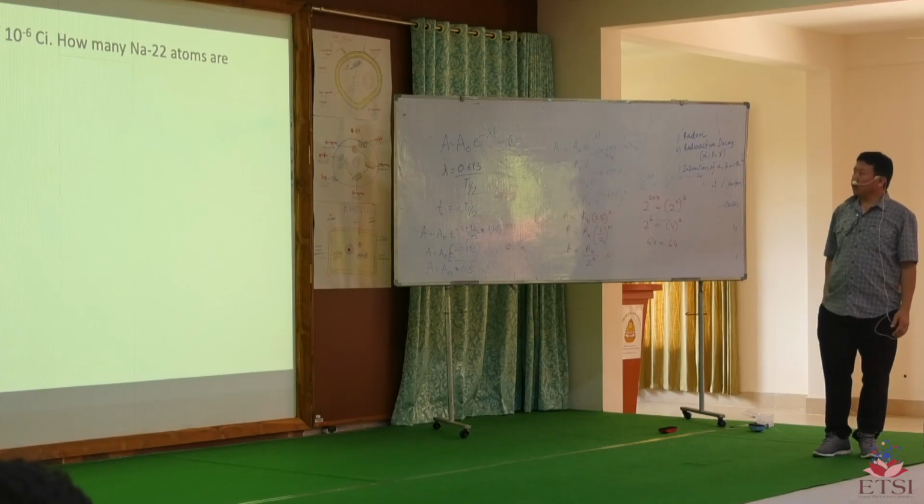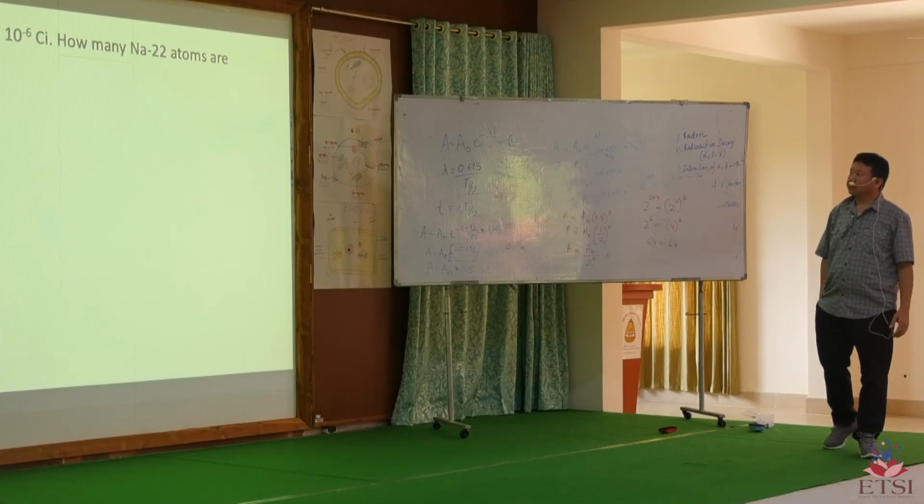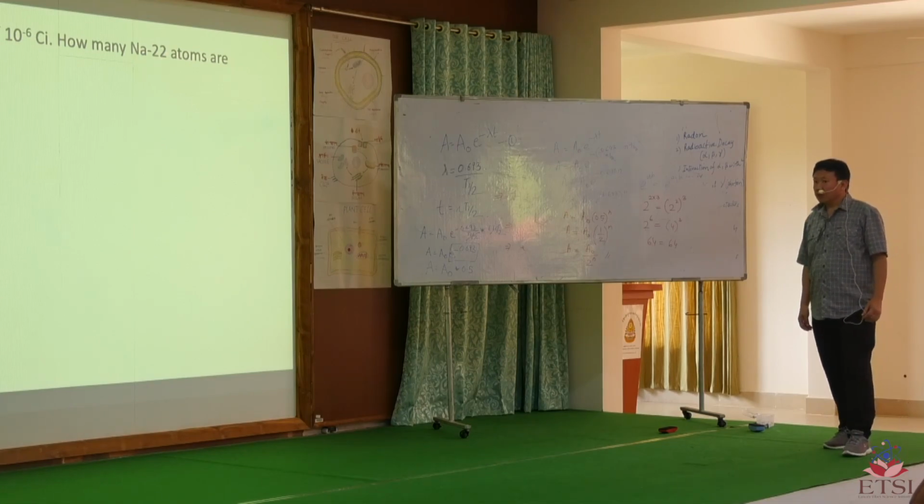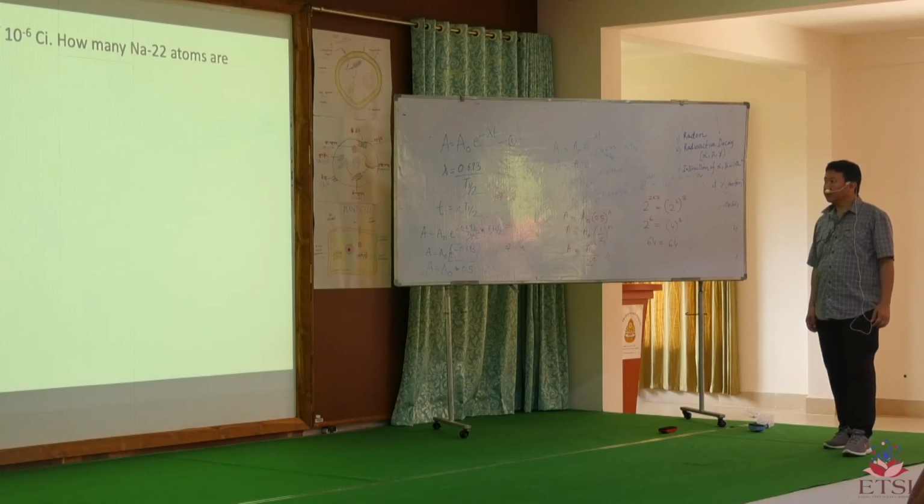A sodium 22 source has an activity of 10 to the power minus 6 curie. How many sodium atoms are contained in the source? And lambda is given. Look for these units.